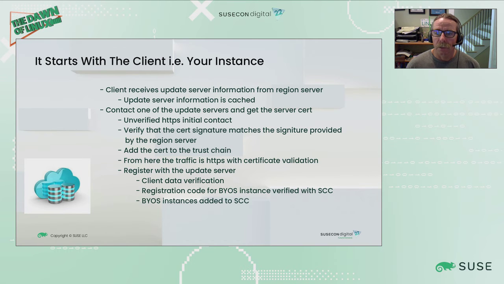So we contact one of the update servers and get the server certificate. This initial contact happens over unverified HTTPS. Once we receive the certificate from the update server, we verify that the certificate signature matches the signature we received from the region server. If these signatures match, then the certificate that we have from the update server gets added to the chain of trust of the system. Once this happens, all traffic switches over to verified HTTPS traffic.